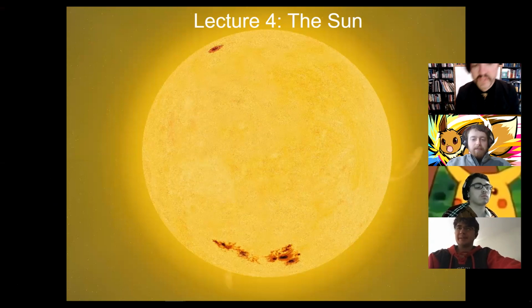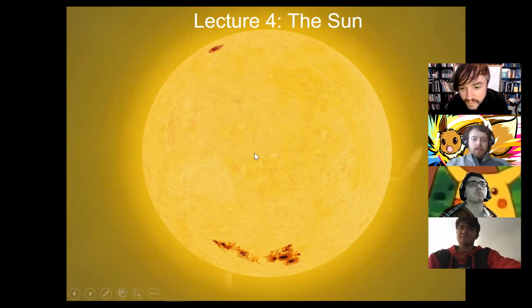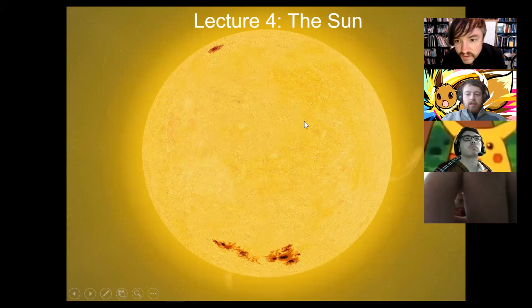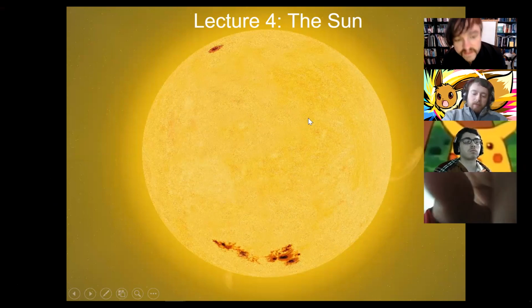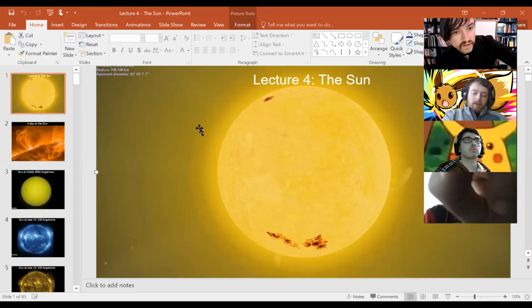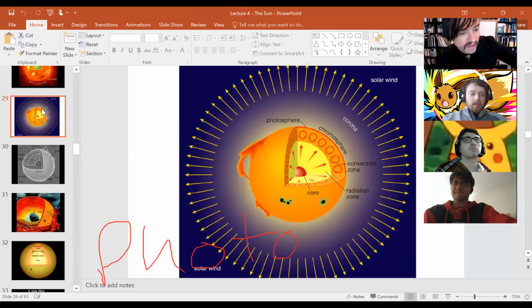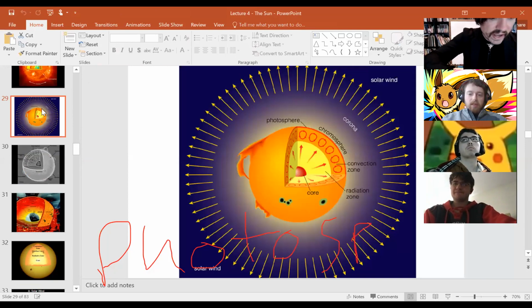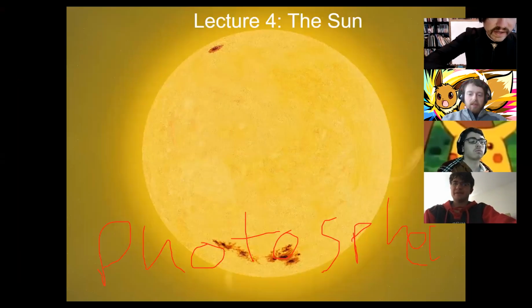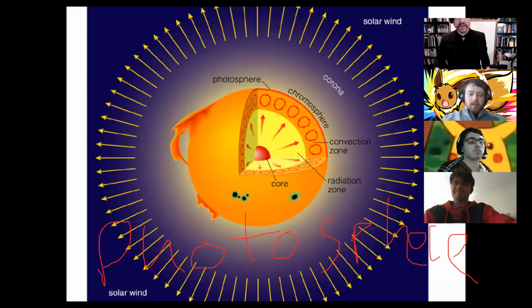Can you guys see my PowerPoint slide there? Yep. What layer of the sun are we looking at? The photosphere. That's right, the photosphere. The photosphere is like the surface, but it's not a physical surface. Let's find a slide that goes over the layers of the sun, and that's sort of what I want to start by getting into today.